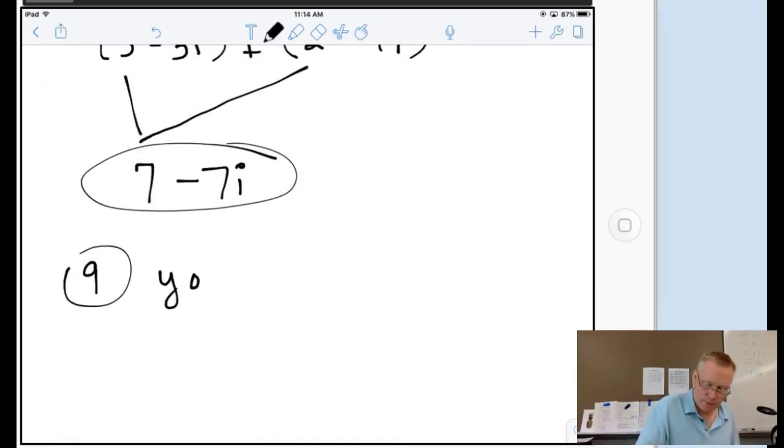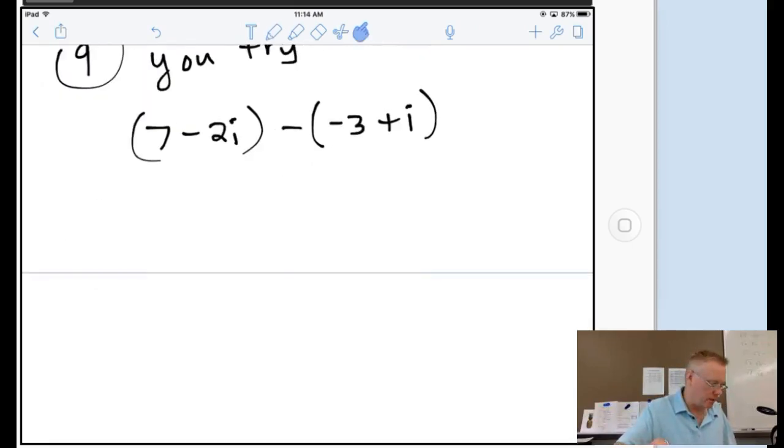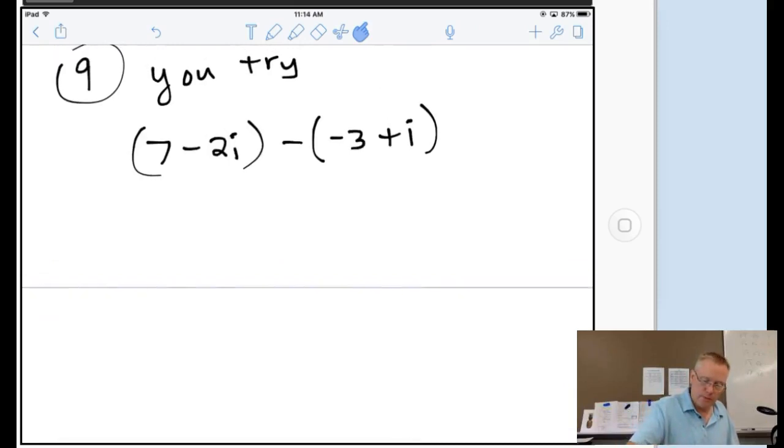Next one, number 9. Why don't you try this one? 7 minus 2i minus negative 3 plus i. Okay, you can try that one, do it out, bring it into class. I'm just going to move on to number 10.